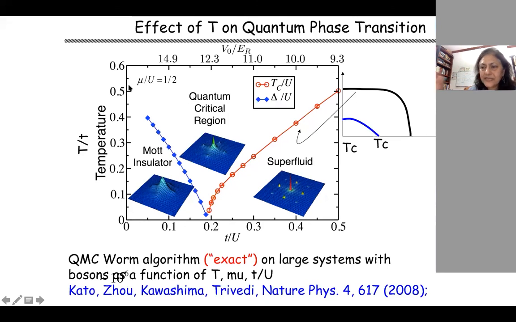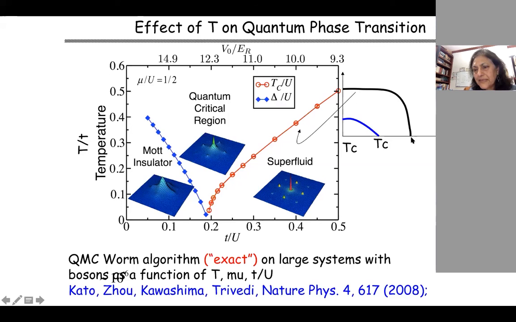So kind of at the tip of that Mott lobe, you're setting the chemical potential there and changing hopping, right? Clearly when the hopping is large, the system is superfluid, and this is showing Tc. So how do I get Tc? The plot here shows that at each value of my hopping and chemical potential, I calculate the superfluid density.